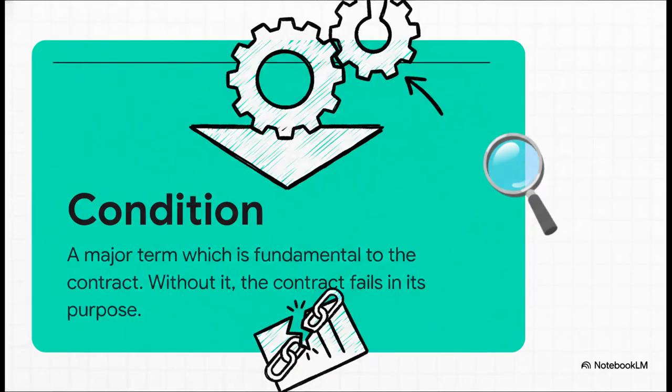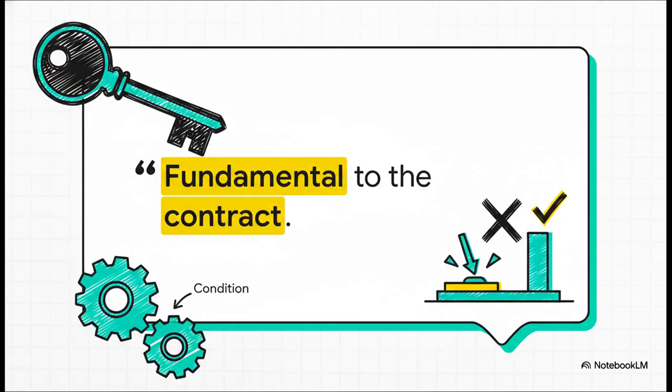Okay, so here's the textbook definition, but I'll make it simple. A condition is a major term. It's so central, so absolutely vital, that if it's not followed, the entire purpose of the contract just evaporates. We're not talking about a minor detail here. We're talking about the very heart of the agreement. Look, if you only remember one thing from this whole explainer, let it be this phrase, fundamental to the contract. That's the key. It's the ultimate test you can apply. Just ask yourself, if we took this one term out, would the whole deal be pointless? If the answer is yes, bingo, you found a condition.